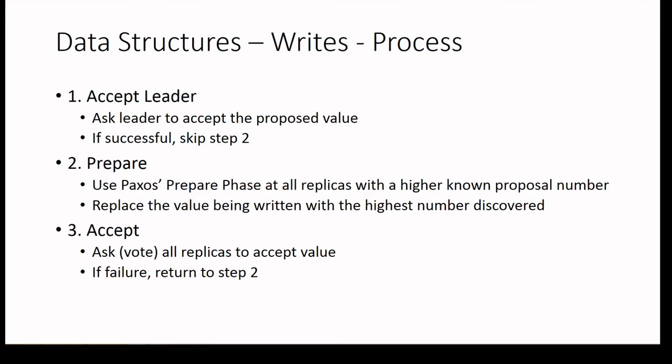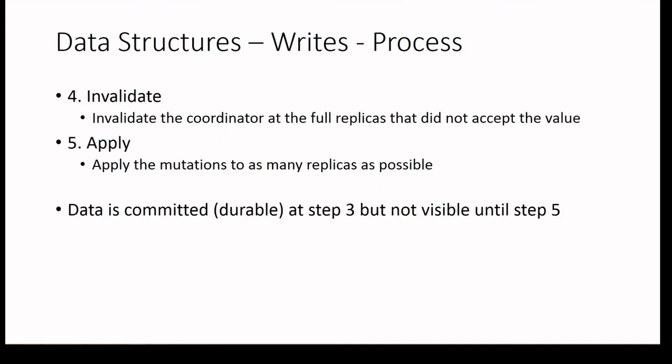If it fails, you go back to step 2. If not, you move on to step 3. You move on to step 4. Step 4 is invalidate. The coordinator at that location no longer has up-to-date information. You have to invalidate it. Step 5 is then to apply these mutations or these changes to as many replicas as you possibly can.